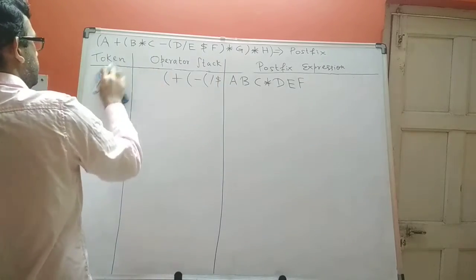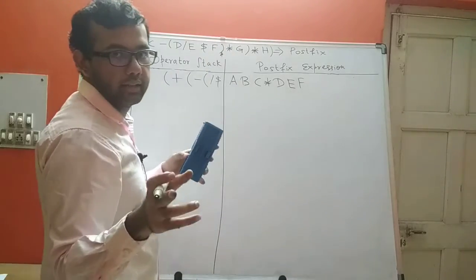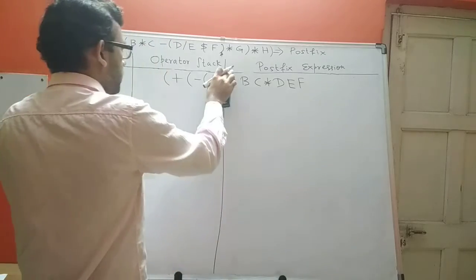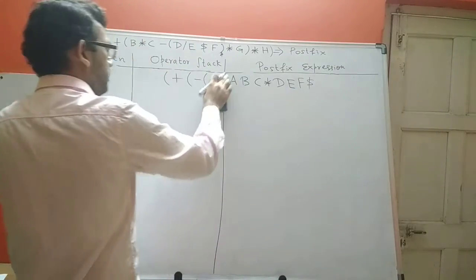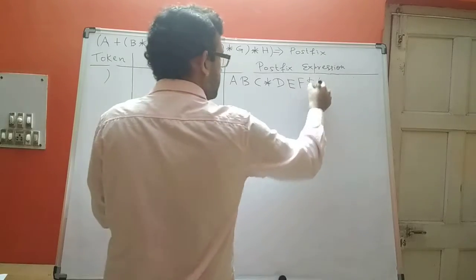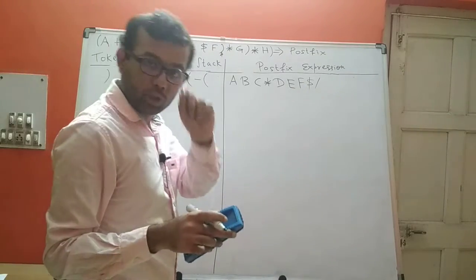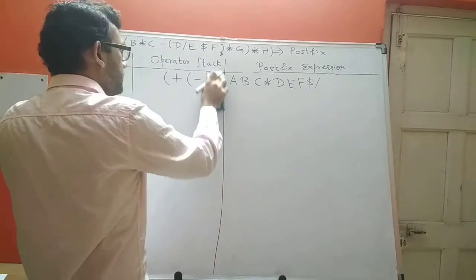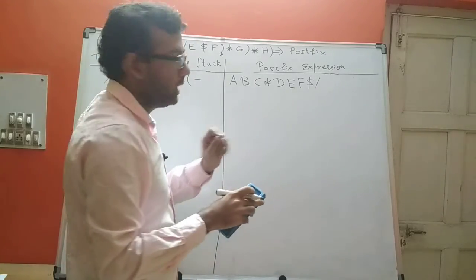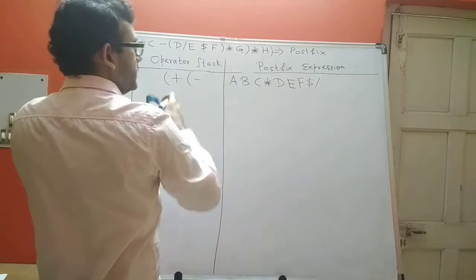Now my current token becomes closing parentheses. The moment I encounter a closing parentheses, I'll keep on popping from the stack. So I'll pop dollar and add it to the output. I'll pop division and add it to the output. I'll encounter an opening parentheses and I'll stop the pop operation, but before stopping, I will pop the opening parentheses from my stack, but I'll not add it to the output. So this is what it is.